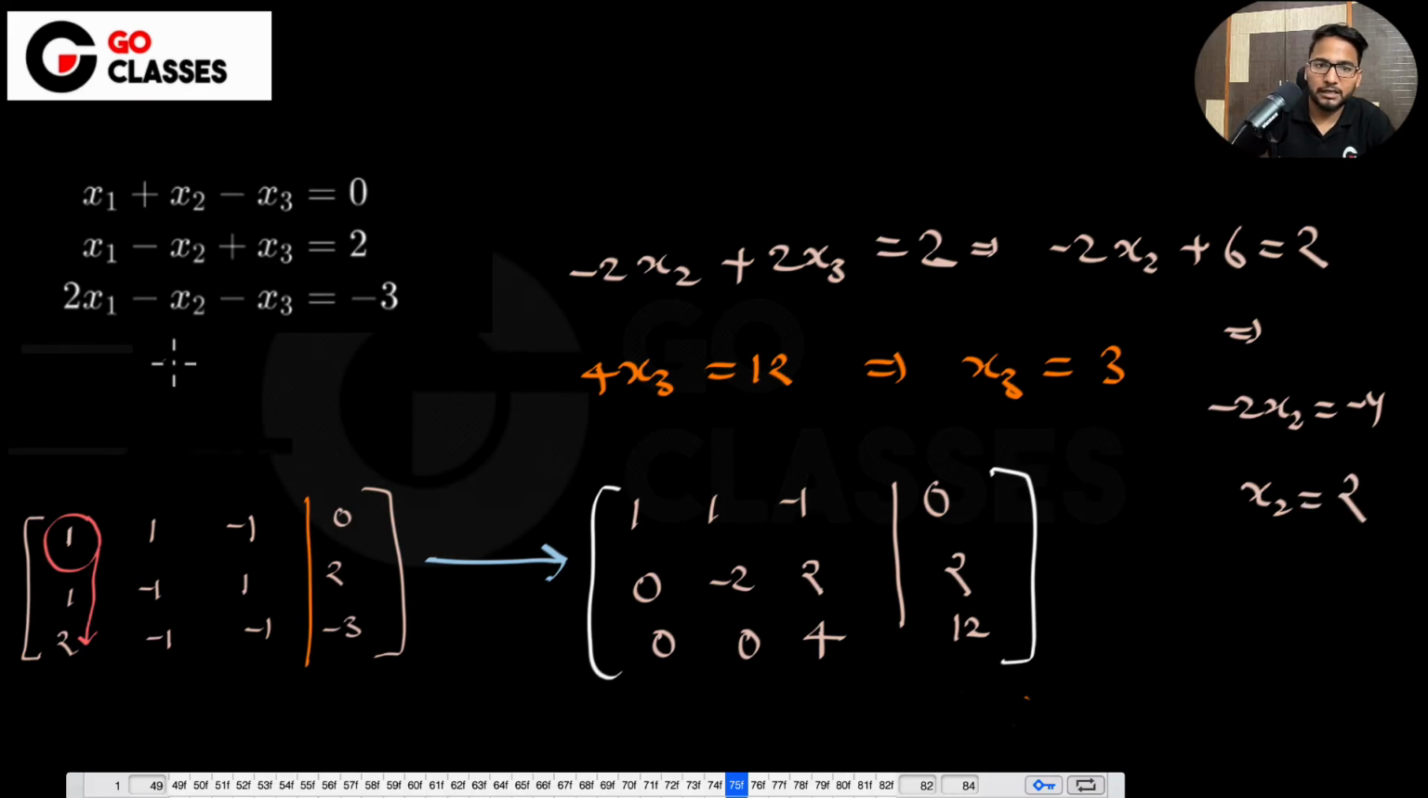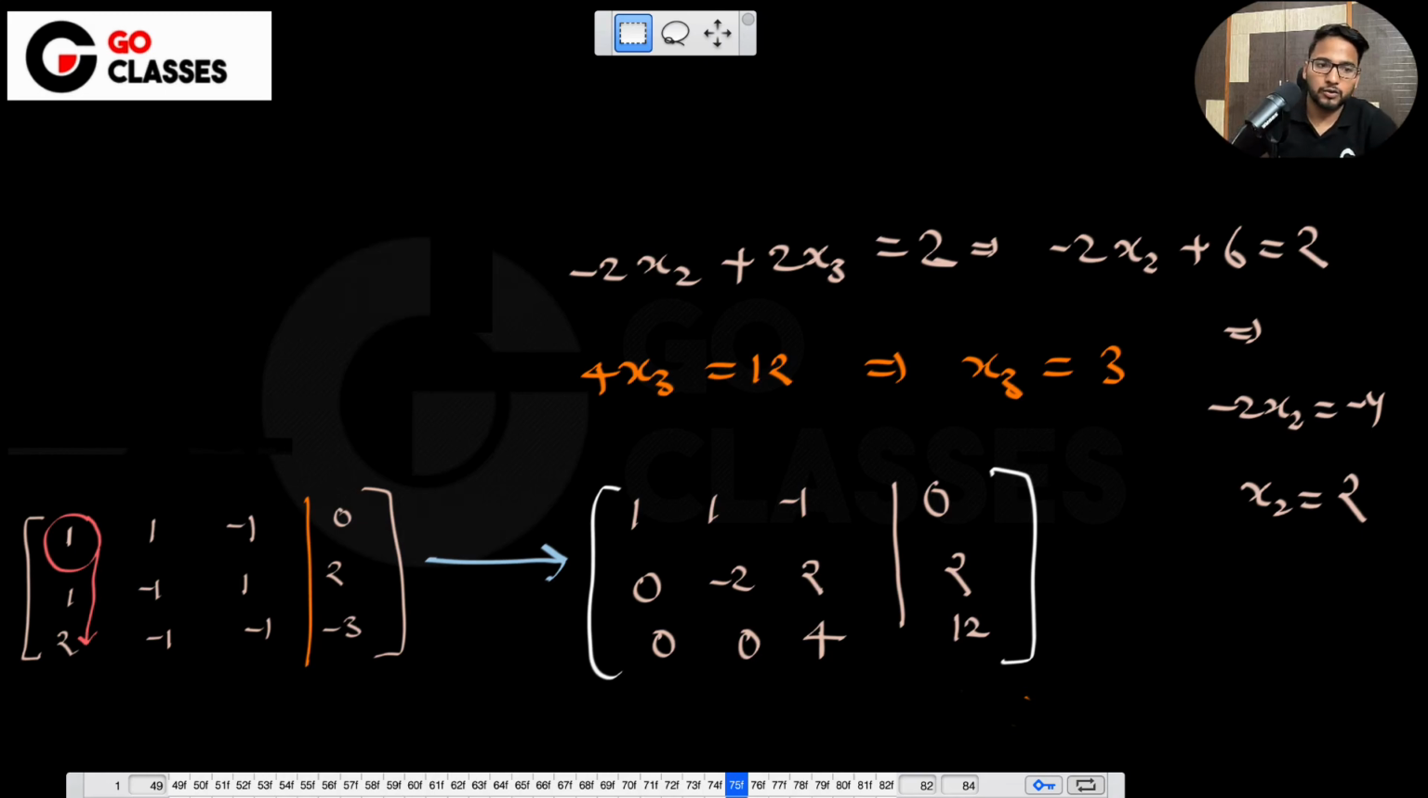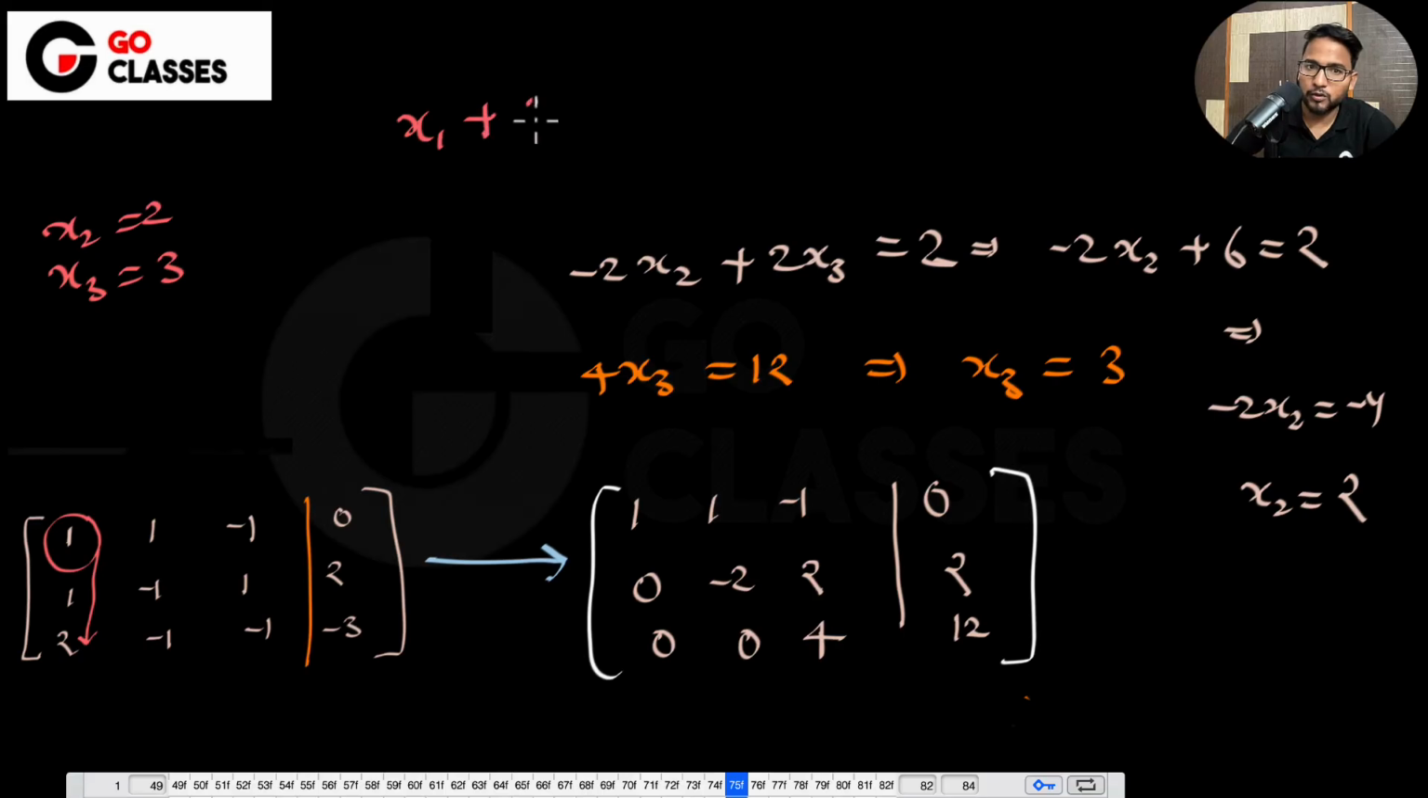So let me just maybe write the answers here. x3 you're getting as 3, x2 you're getting as 2, right? And then just pick this equation lastly, which is x1 plus x2, but the x2 value you already know, minus x3, that you already know, equal to 0. So it is minus 1, and x1 is actually 1. So from here you got the answers. So from here you are saying x1 is 1.